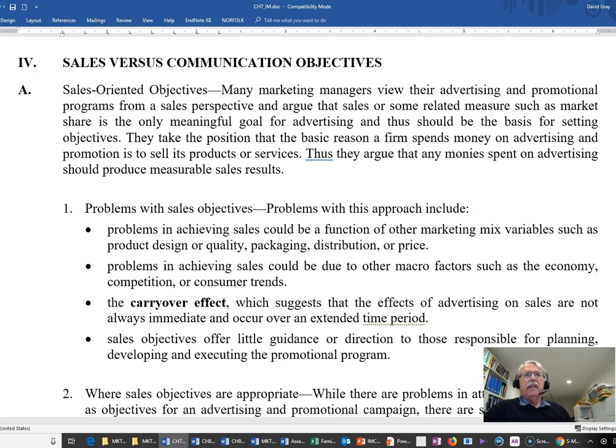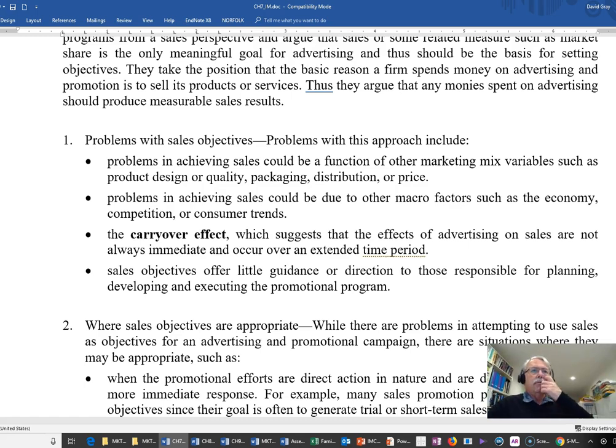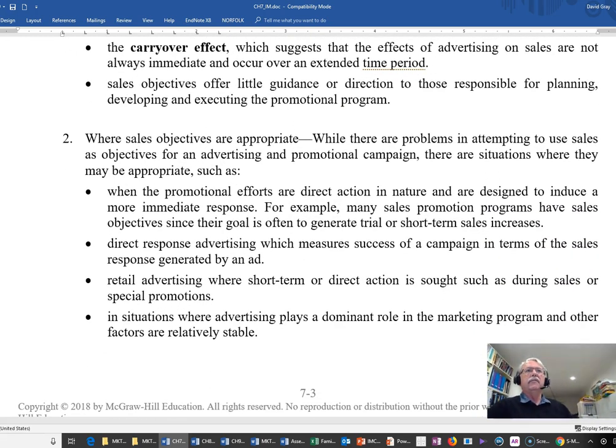The ability to achieve your sales objectives could be due to a whole range of other factors, including macro factors covering the economy, competition, and consumer trends. Also, there's the carryover effect. In other words, if I advertise in March, I may not get the effects until July or August, depending on the particular product or service category. And sales objectives don't help guide the direction of those people who are planning and executing a promotional program.